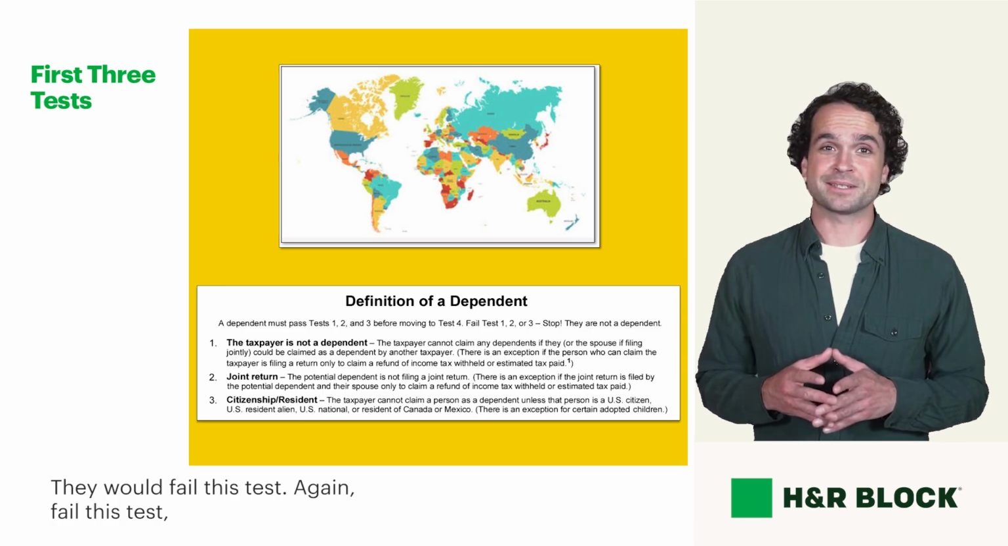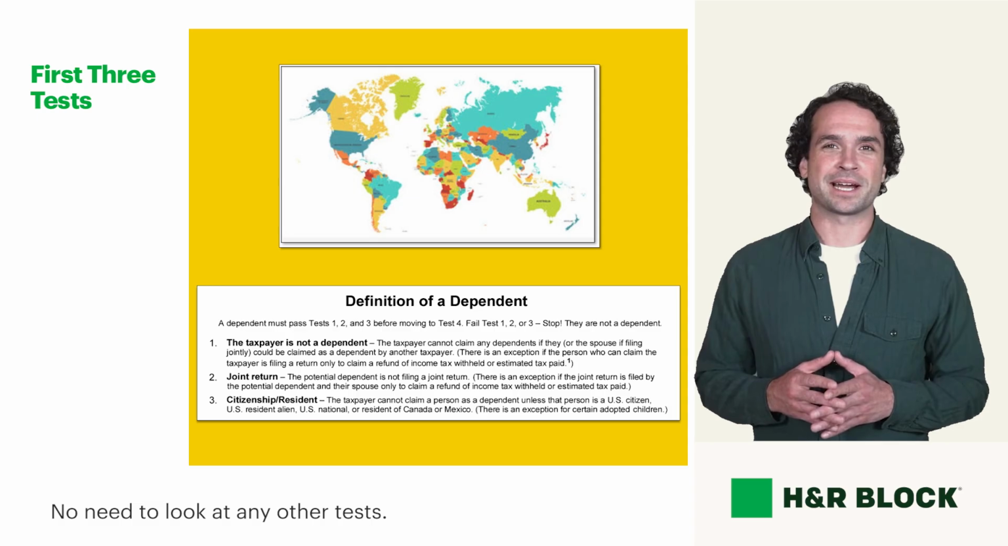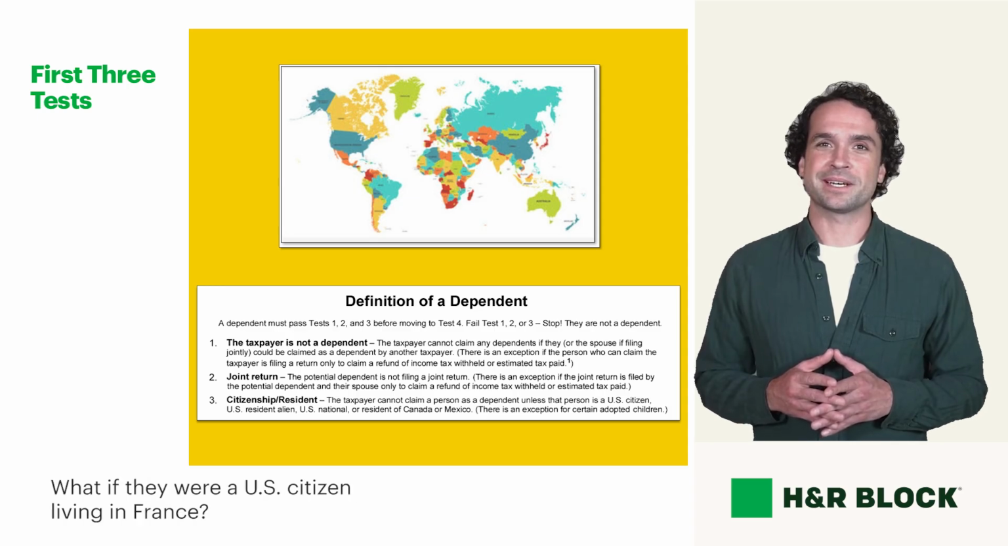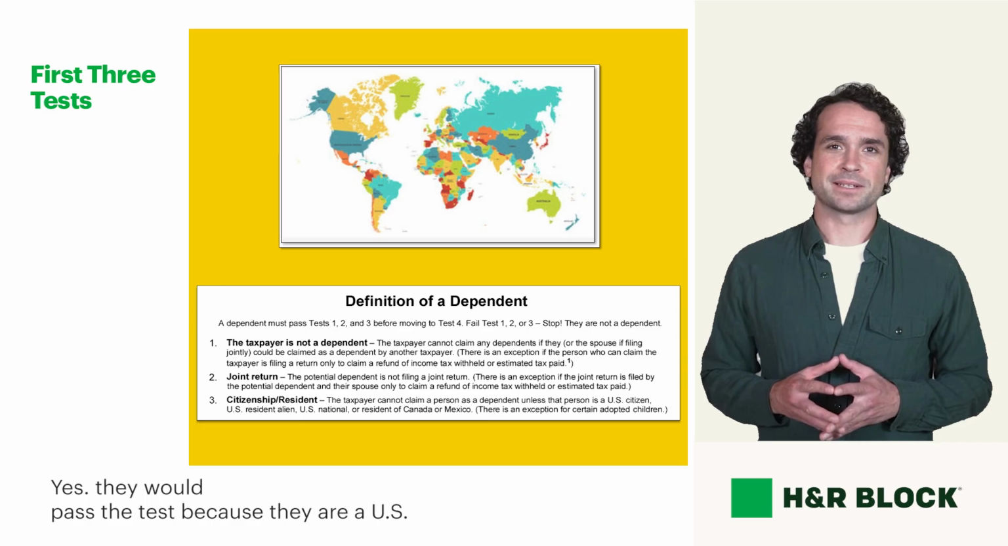Again, fail this test, stop going forward. They are not a dependent. No need to look at any other tests. What if they were a U.S. citizen living in France? Would they pass? Yes, they would pass the test because they are a U.S.